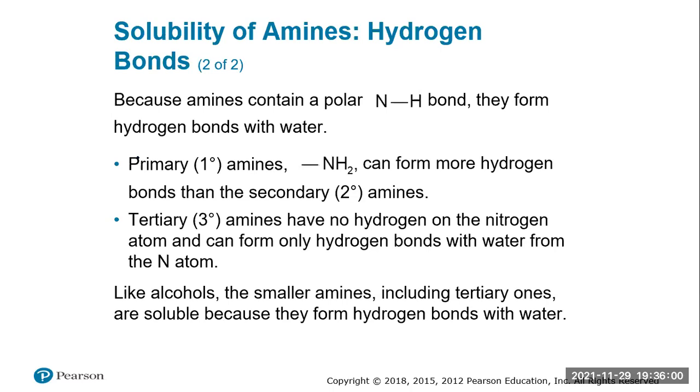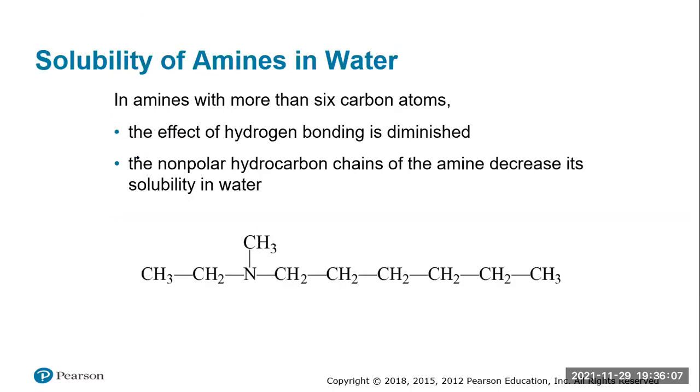But once you get them into being really large molecules, the solubility really does start to decrease, kind of like what we see with a lot of organic molecules. If you build out the nonpolar part of the molecule with a lot of really big parts, it definitely decreases the solubility. So if an amine has more than 6 carbon atoms, the effect of hydrogen bonding is diminished. The nonpolar part sort of gets in the way. It's sometimes referred to as steric hindrance.